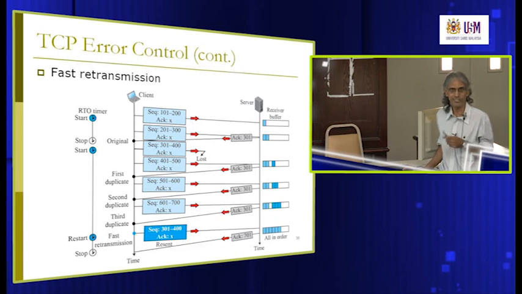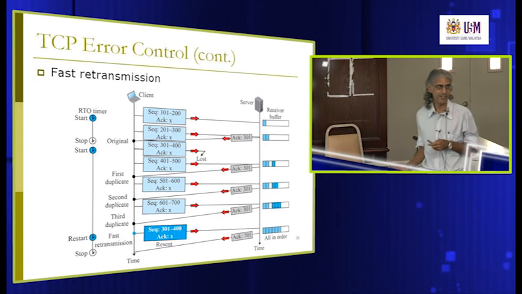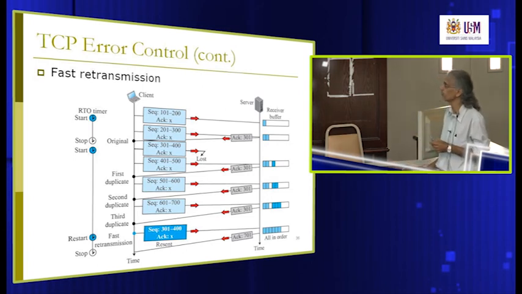Hey, this server is telling me three times that it wants this particular segment, right? So then the client will transmit the missing segment. After that, it will be completed. All the segments will be in order. Then the server will acknowledge that all the packets have been received before this, right?